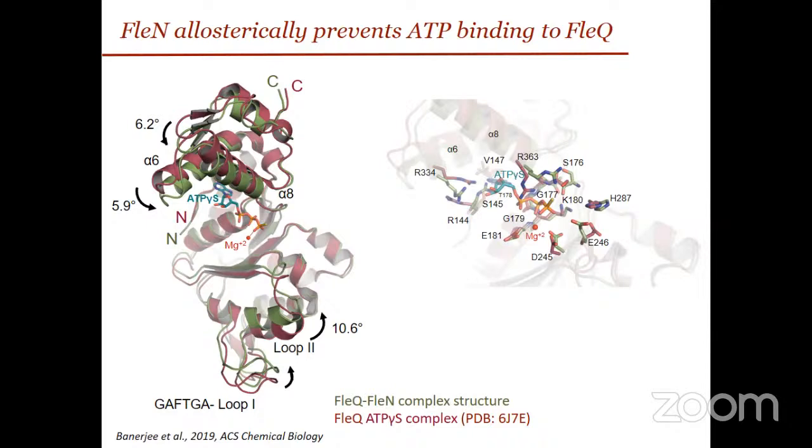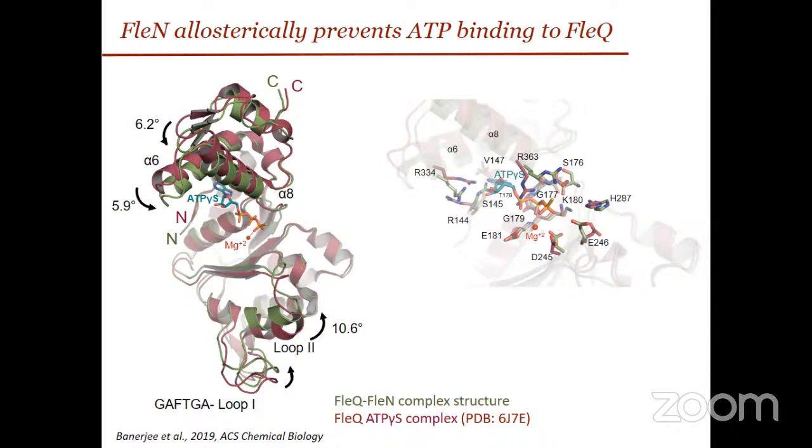So what is really happening here is, I explained earlier that there are two subdomains in FLEQ. And at the interface of these subdomains, there is the ATP binding site. So this movement is taking place, and as a result of this movement, the ATP binding site, which is at the interface, becomes distorted. And this distortion prevents ATP from binding to FLEQ. So FLEN binding causes a distortion in FLEQ and ejection of ATP from FLEQ.